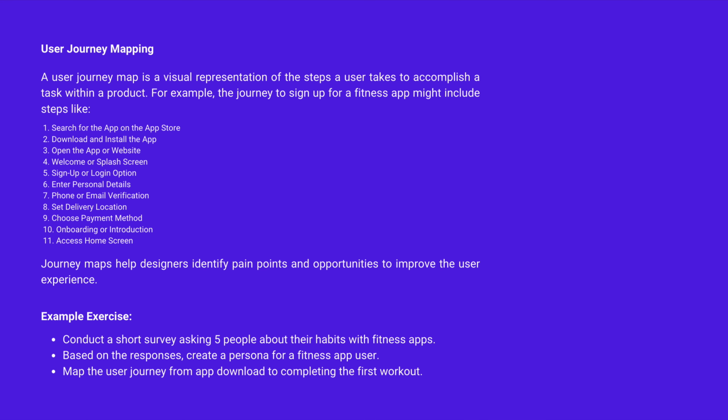A user journey map is a visual representation of the steps a user takes to accomplish a task within a product. For example, the journey to sign up for a fitness app might include: search for the app on the App Store or Play Store, download and install the app, open the app, then you get the splash screen. The next page is the sign up or sign in. Then you can enter your personal details, phone or email verification. You can set your delivery address, choose a payment method, onboarding or introduction screen. Then you have access to the home screen.